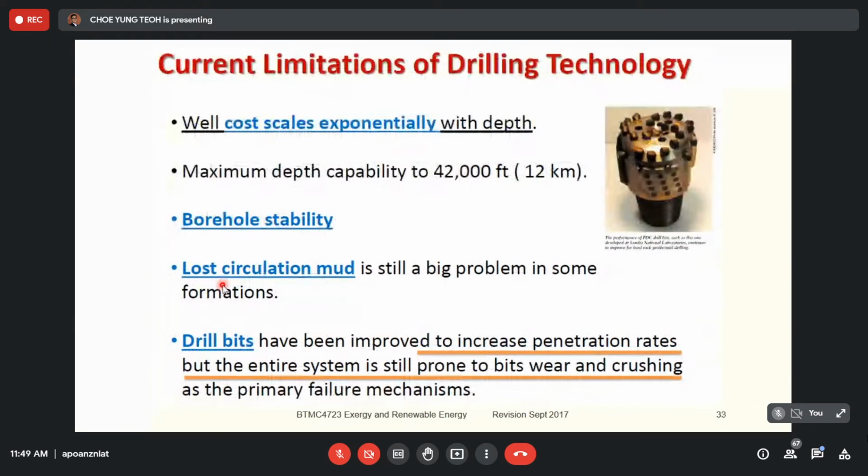Okay, and these are the current limitations of the drilling technology. First, drilling cost still increases exponentially with depth, and the maximum depth capacity is 12 kilometers. Now the maximum depth we can do is 12 kilometers. I think the hole is in Russia, if I'm not mistaken. But they did not make it for any application. They just had the idea to drill as deep as possible, like an experiment to see how deep they can reach. Then they reached 12 kilometers.